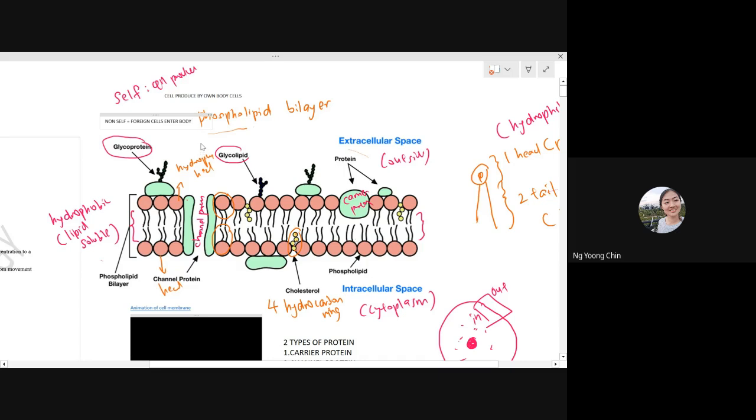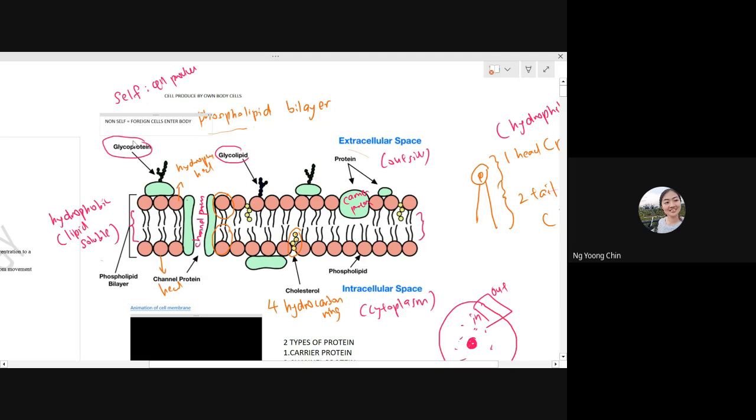You also have an identification marker, right? You have the IC, the identification card, with you. In the cell also, they have their own identification cards, which are their glycoprotein and glycolipid. The importance of having glycoprotein and glycolipid is that it enables them to be classified as either self cell or non-self cell. This is very important for immunity.